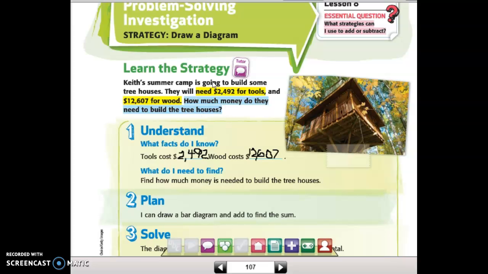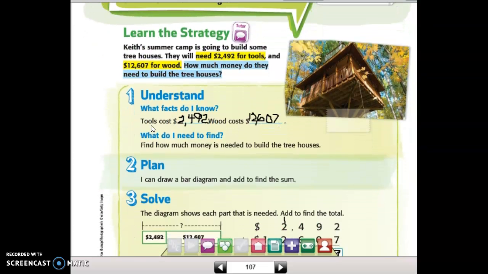So here's breaking down what I highlight. They put it in the word form here. The cost of the wood is $2,492, which I have highlighted here. Did I say wood? Tools. Tools cost $2,492. Sorry. Wood cost $12,607, and I've got that highlighted here. The question: what do I need to find? I need to find how much money they need to build the tree houses.